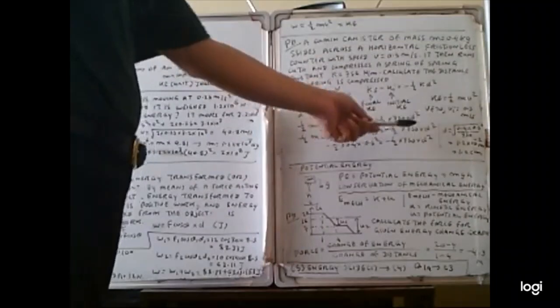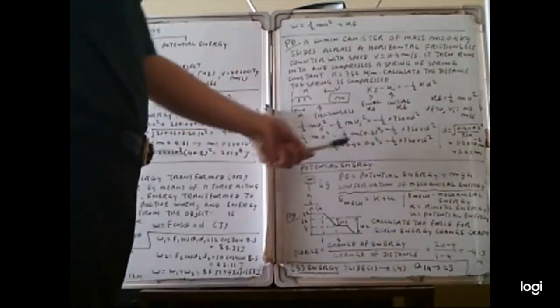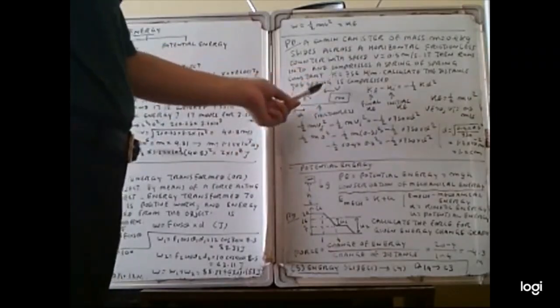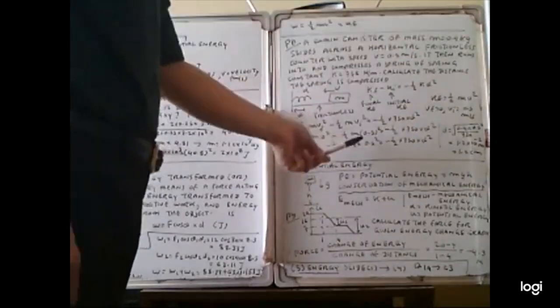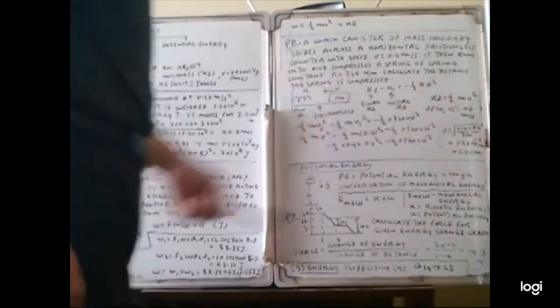We don't know the D squared, so we have to calculate D. In the equations, M can be cancelled. Mass is already given here. Mass is equal to 0.4 kilograms. So from here you can calculate D is equal to 1/2 centimeter.